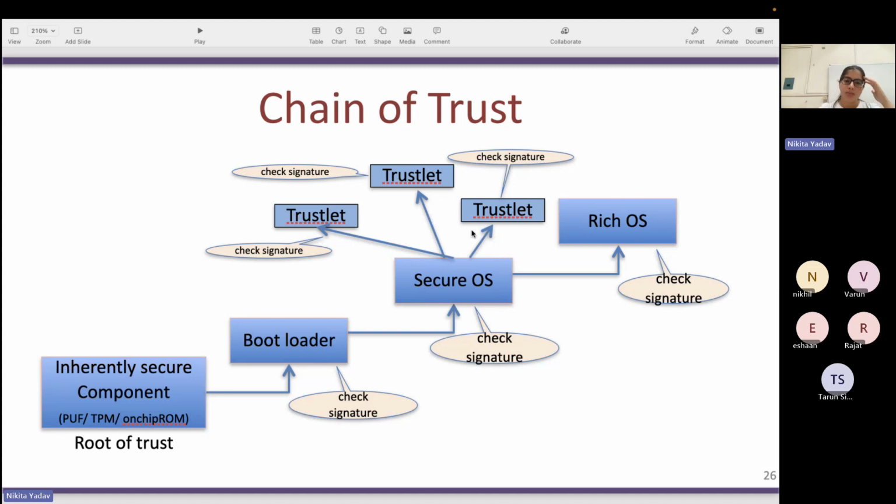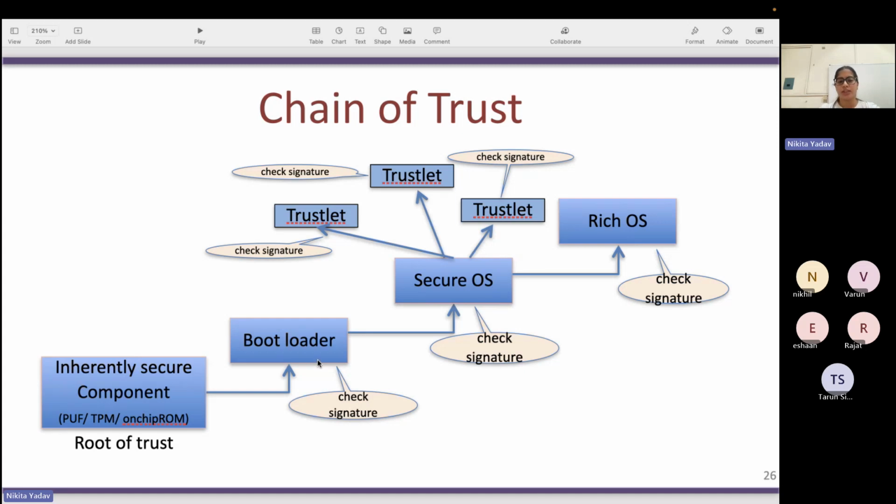So the boot up can fail at any point, and the boot up will start from the lowest layer which you trust, the root of trust, which can be either your TPM, your TrustZone hardware, or the on-chip ROM here. So this is inherently secure, meaning you know that it is secure. It's trivially secure, you know it's secure, it cannot be tampered with.